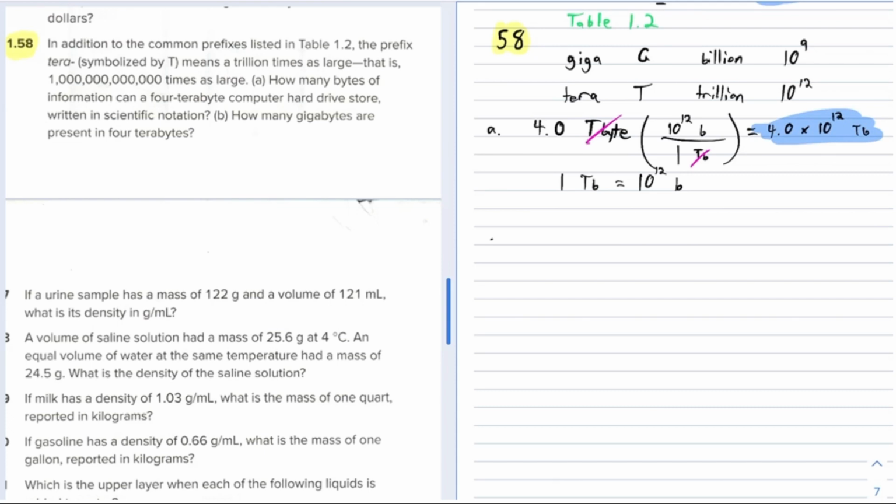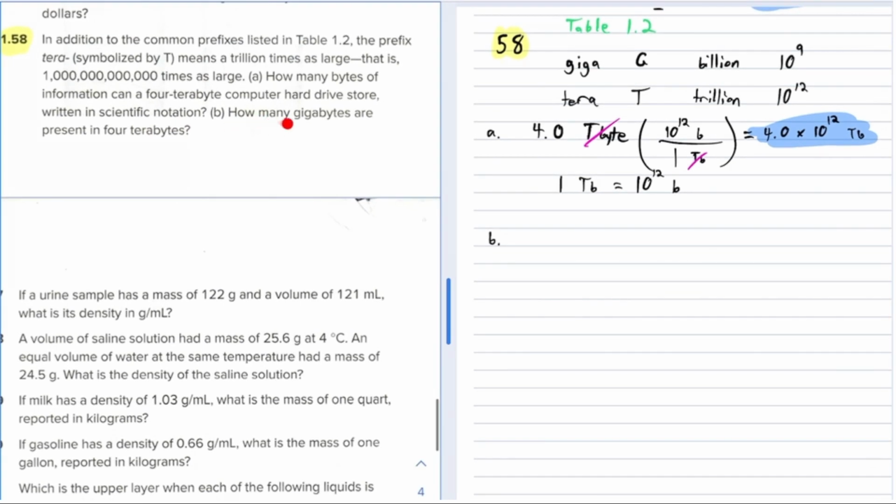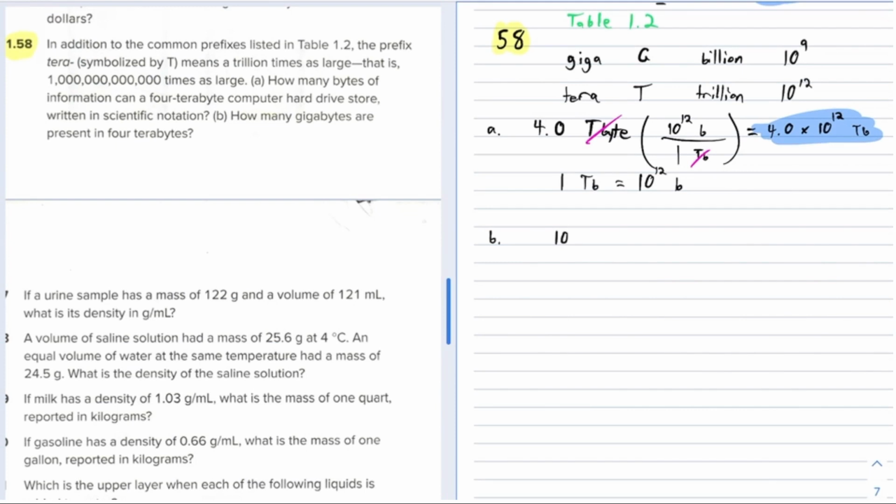All right, and then part B says how many gigabytes are present in 4 terabytes? Well, we know that it takes 10 to the 12th bytes to equal 1 terabyte, but it takes 10 to the 9th bytes to equal 1 gigabyte. And so if you have 4 terabytes, I see a little mistake here. That should be just B. That should just be 4.0 times 10 to the 12 bytes.